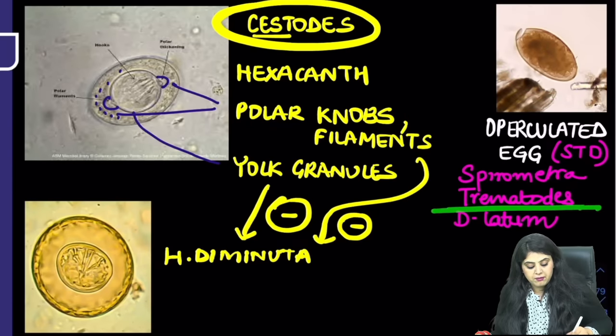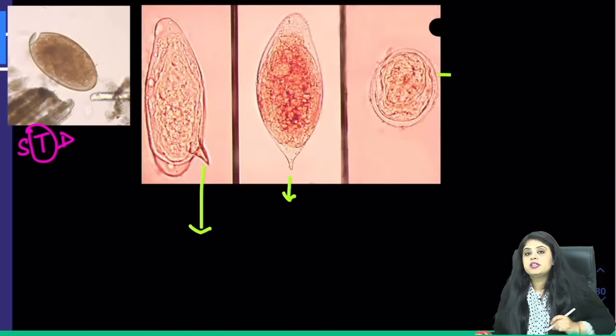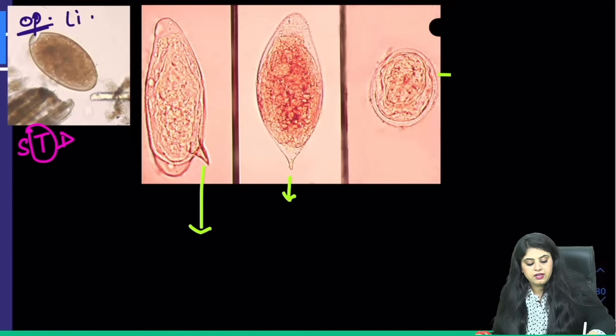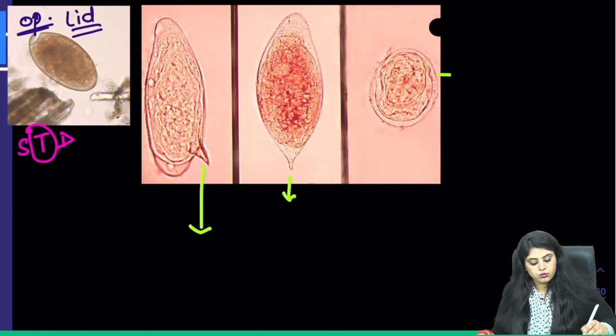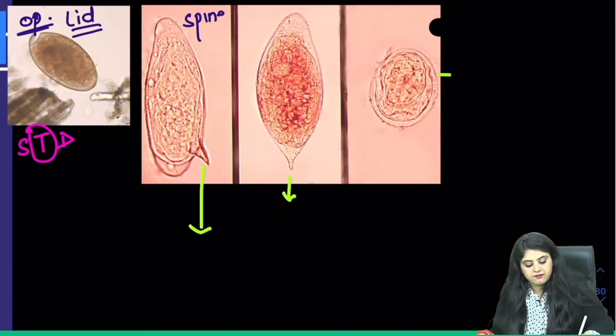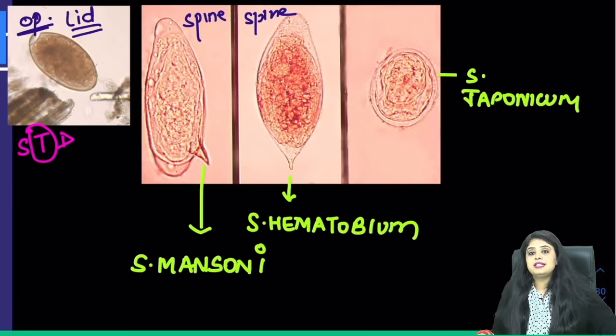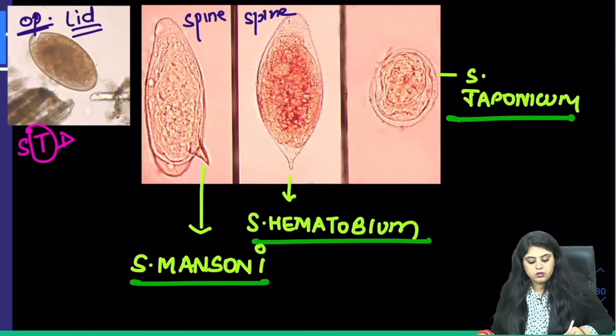Versus the next family, what do the trematodes show you? I just told you, trematodes are going to show you the operculated egg, the lid egg, all the trematodes. But remember that SSSS story? Which is the trematode which will say, I will not show you the operculated egg, I will show you spined eggs, and those are going to be these three: Schistosoma mansoni, Schistosoma haematobium, japonicum.